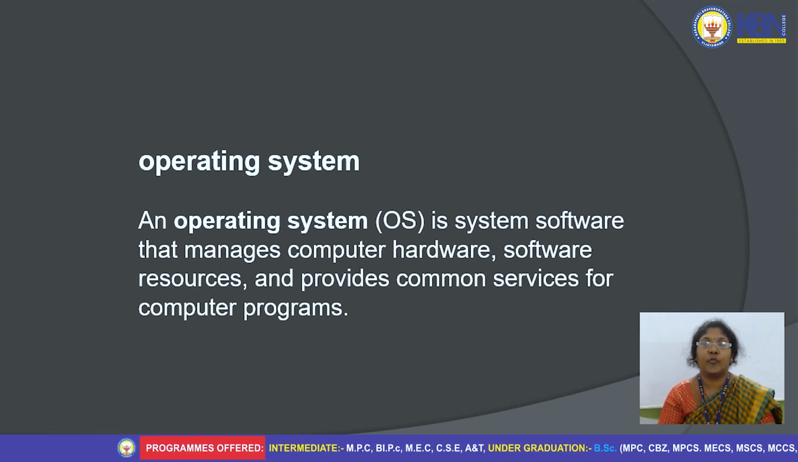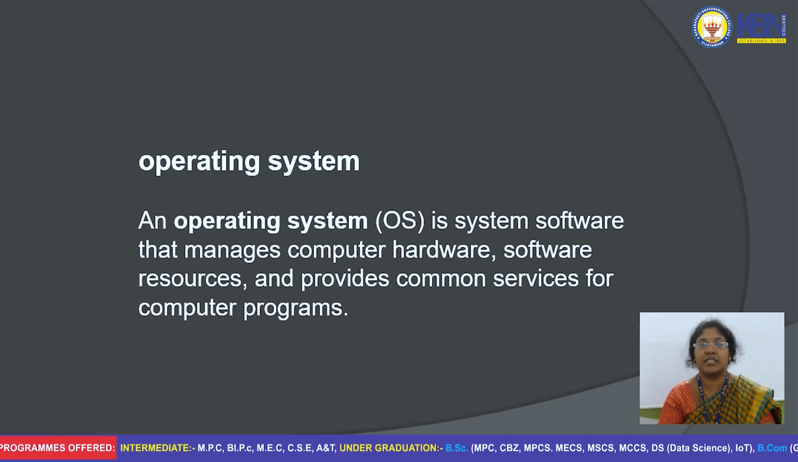See here, an operating system is system software that manages computer hardware and software resources and provides a common service for computer programs. So definitely we need one operating system to communicate with any device. We have so many operating systems like Mac OS, Windows, Android. These are the different types of operating systems.